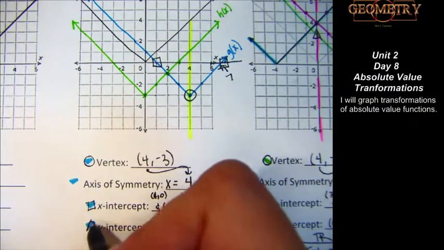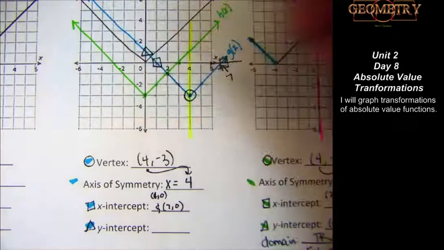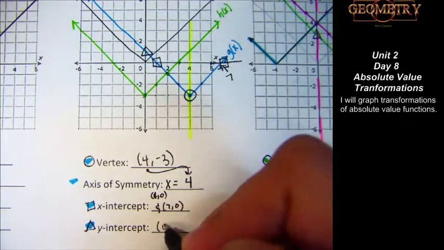The y-intercept is where I cross the y-axis. It looks like it's happening right there at (0, 1).